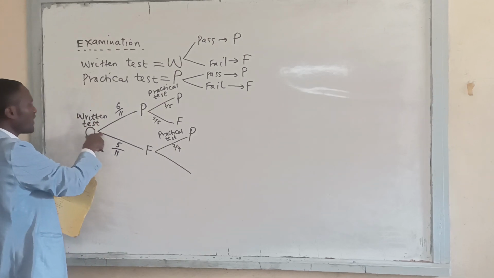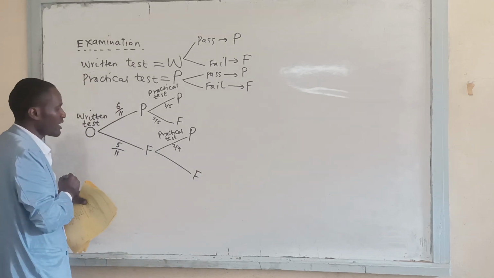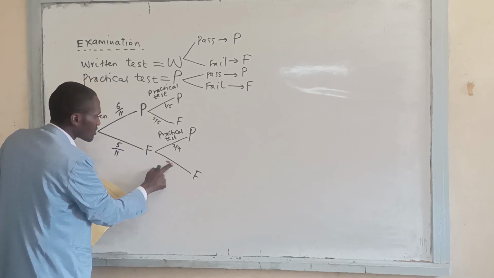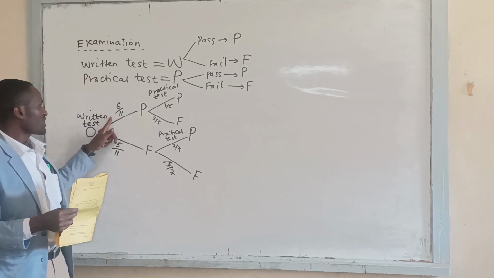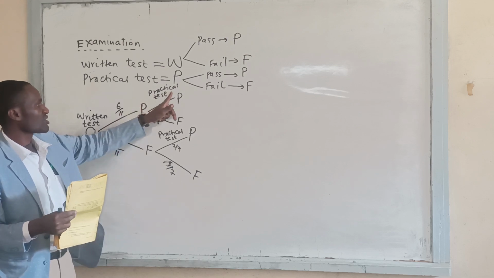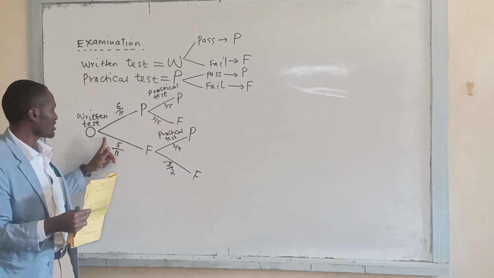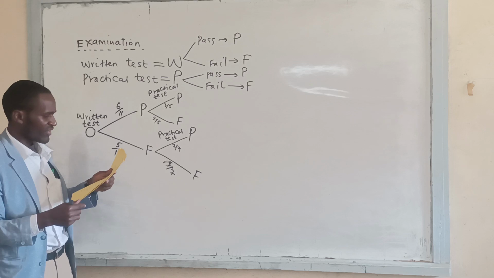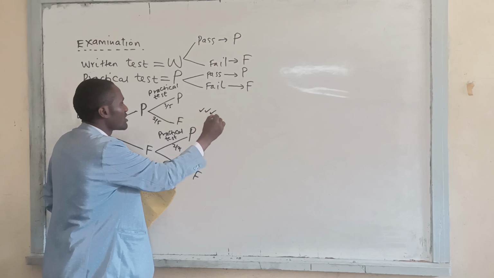And if I fail the written test and also fail the practical test, then the probability will be, not 3, that will be 5 over 7. I pass the written test, I also pass the practical test. Or I pass the written test, then I fail the practical test. Or I fail the written test, then I pass the practical test. Or I fail the written test, then I also fail the practical test. So, the first question, illustrate this information in a tree diagram. That becomes our tree diagram.